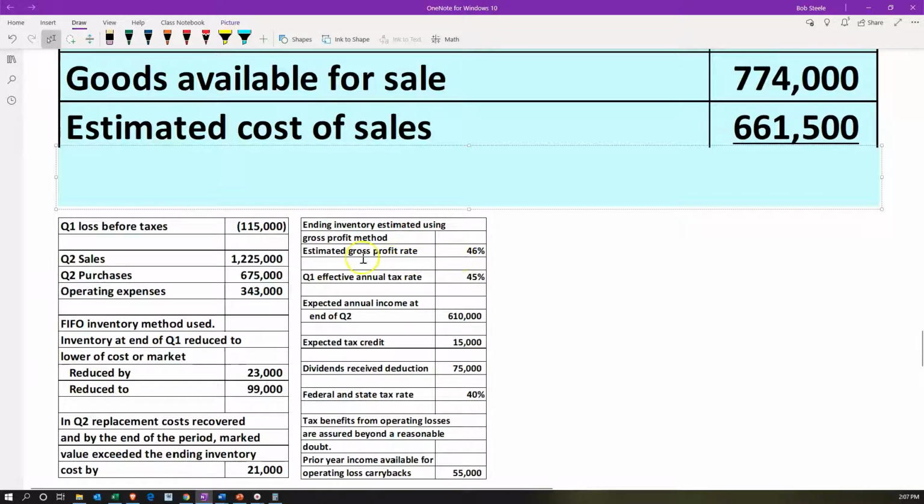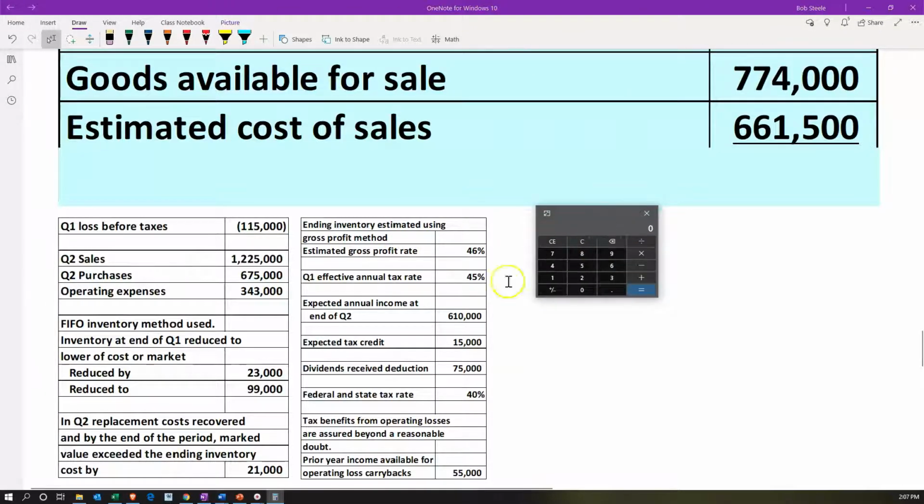So what we're going to do is take the sales, considering we're looking now at the cost of goods sold, which is going to be the opposite side of that. It's going to be 1 minus the 46%. So in other words, if I was to do a formula, it would be 1 minus 0.46, which is 0.54, times the 1,225,000. And that's going to give us the 661.5.